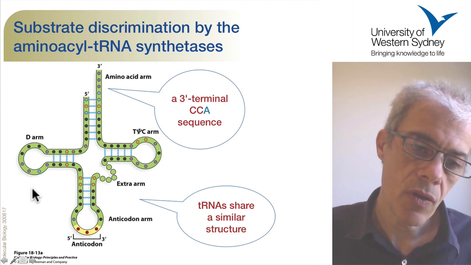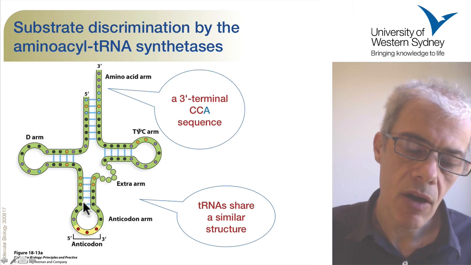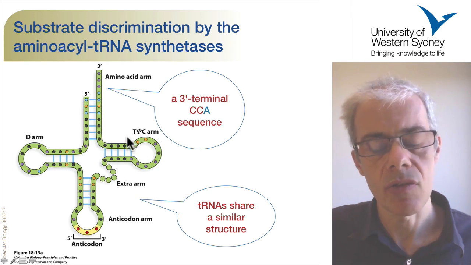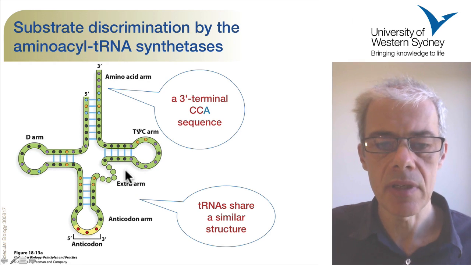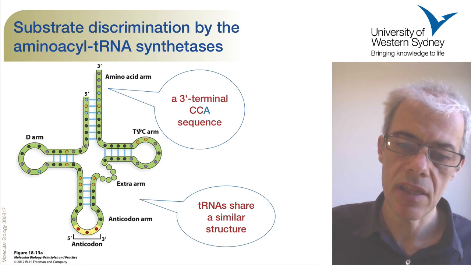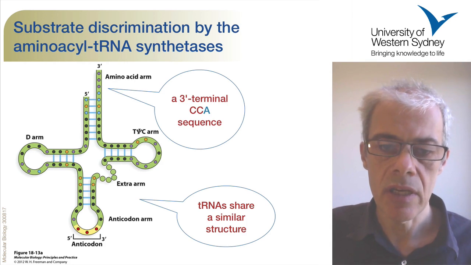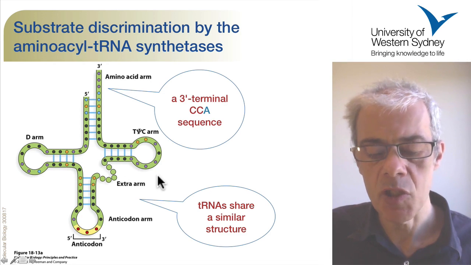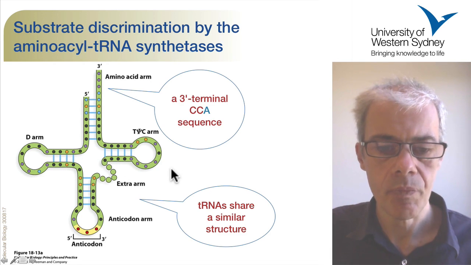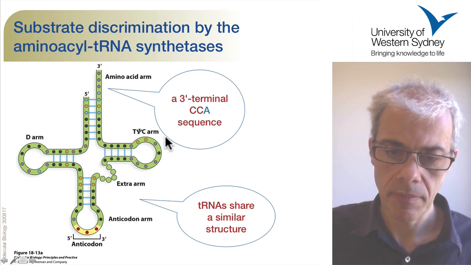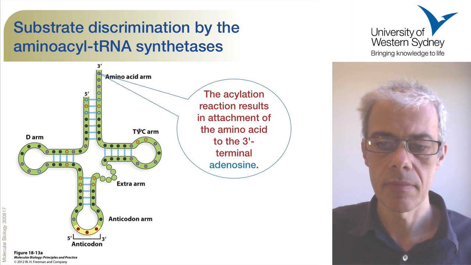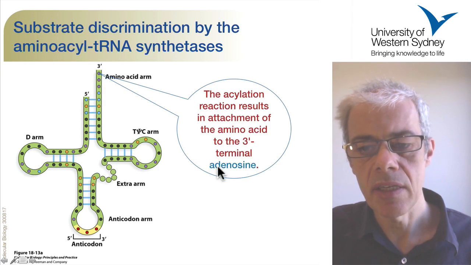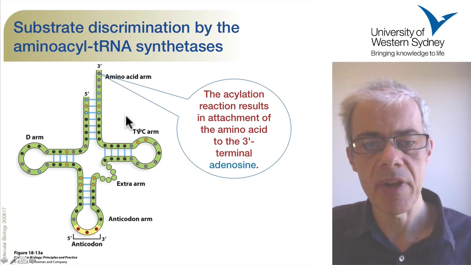And amongst the remainder of the transfer RNA are specific bases for each transfer RNA that determine that interaction with the synthetase. So that second genetic code is determined by specific bases of the transfer RNA to the specific synthetase. And just as a reminder, the terminal residue here is an adenosine where the amino acid is attached.